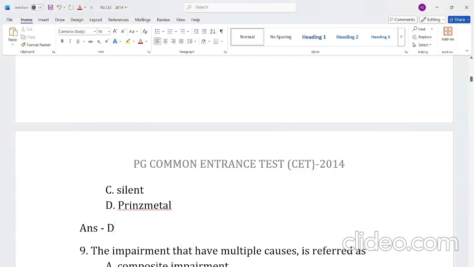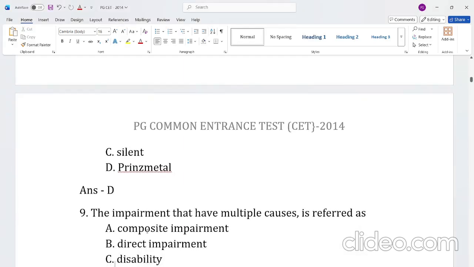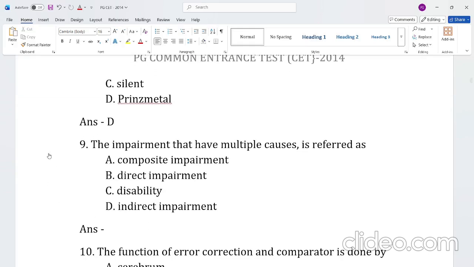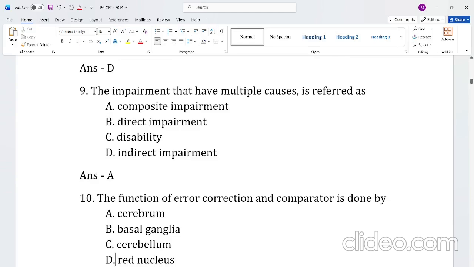Now comes the next question. The impairment that has multiple causes is referred to as: composite impairment, direct impairment, disability, indirect impairment. The answer will be composite impairment, right? The impairment having multiple causes, let's call it composite impairment. You know the impairment and disability definitions. Then comes question number 10.